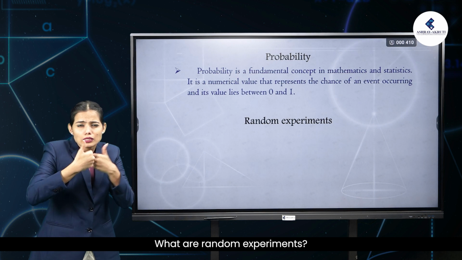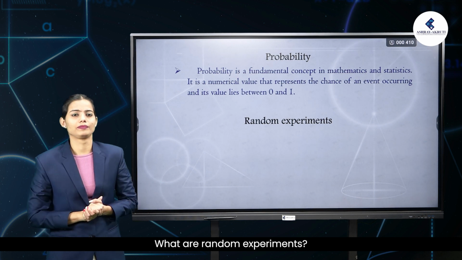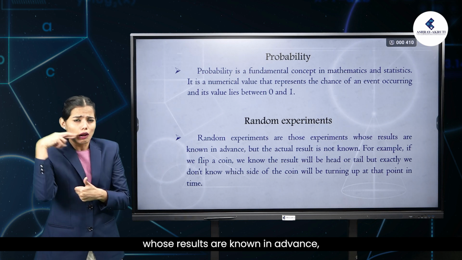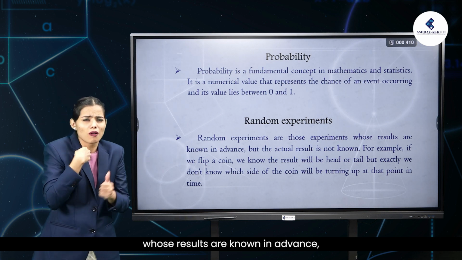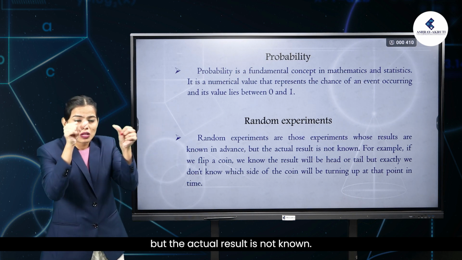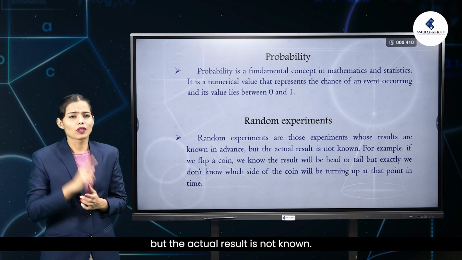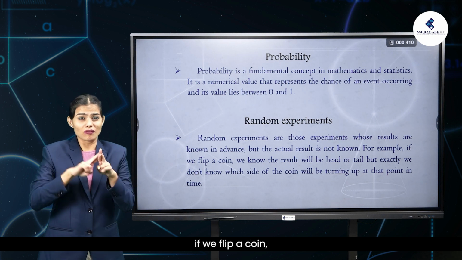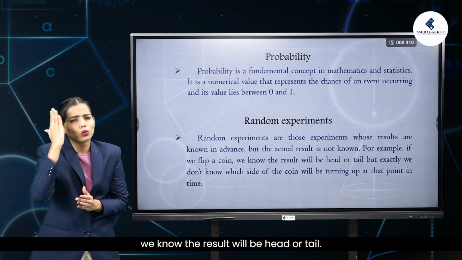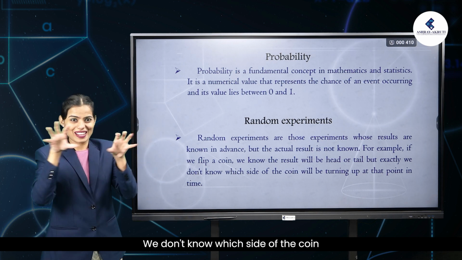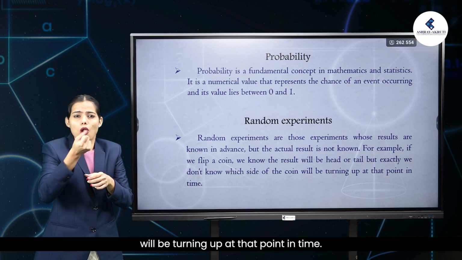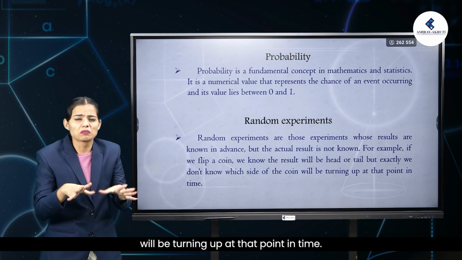What are random experiments? Random experiments are those experiments whose results are known in advance, but the actual result is not known. For example, if we flip a coin, we know the result will be head or tail, but exactly we don't know which side of the coin will be turning up at that point in time.